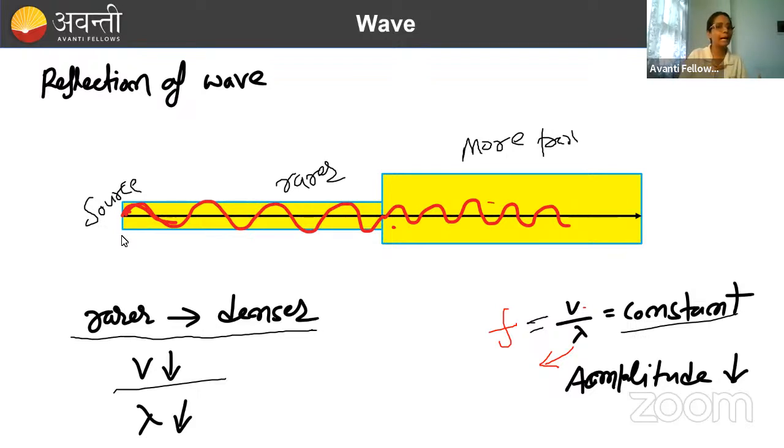Now what will happen to the amplitude? Amplitude is going to decrease. Why? क्योंकि यहाँ पे देखो, this is the source, so it is sending wave, means it is sending energy.